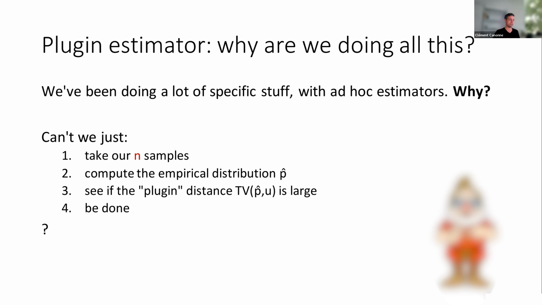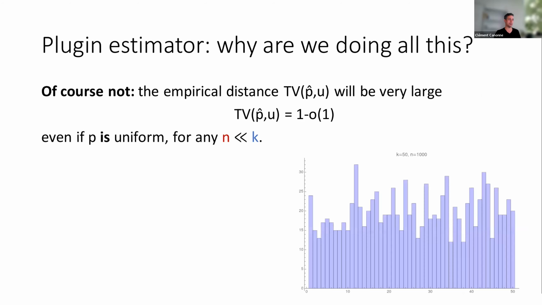This is a very natural idea. The issue is that obviously that doesn't work, right? Because if I take a number of samples that's much smaller than the domain size, most of the things I won't see even once. So the total variation distance between that empirical estimate and the uniform distribution is going to be almost maximum. It's going to be 1 minus something negligible, which is bad, right? Even when my distribution is actually uniform, this statistic is pretty much as bad as it gets. It doesn't look like I can do a lot of things.